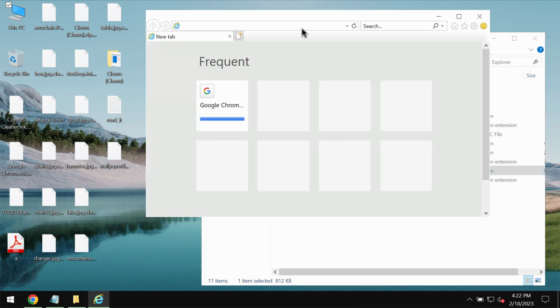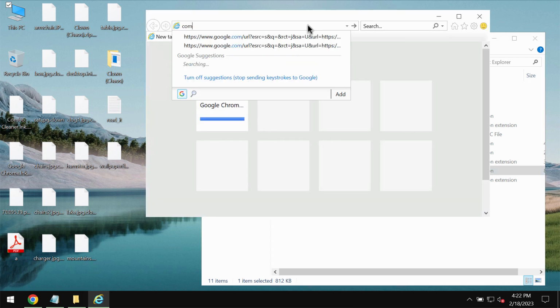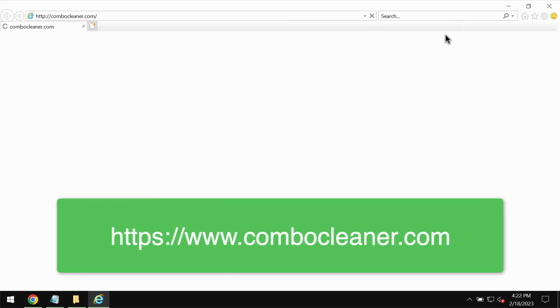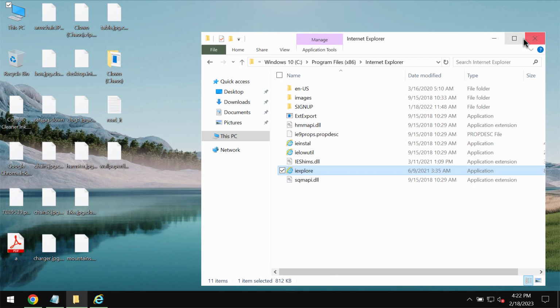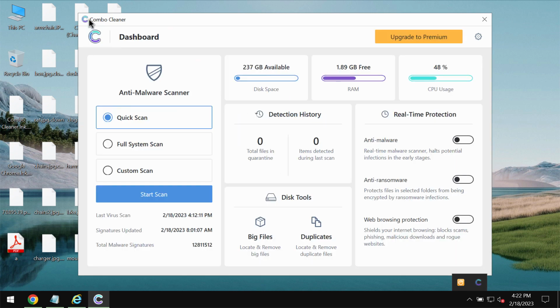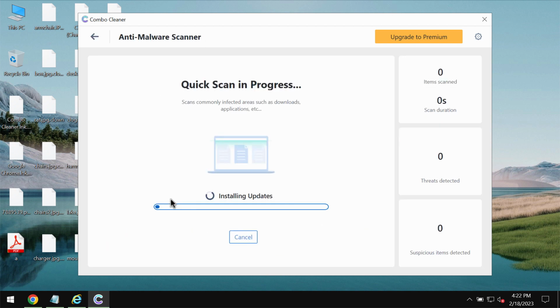We suggest that you use Combo Cleaner Antivirus for this purpose. Download it, install it, and then start scanning your system. The program is initially in the trial mode. Only the quick scan option is available in this mode. Click on the Start Scan button.